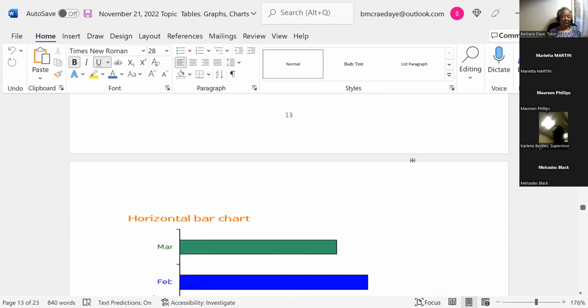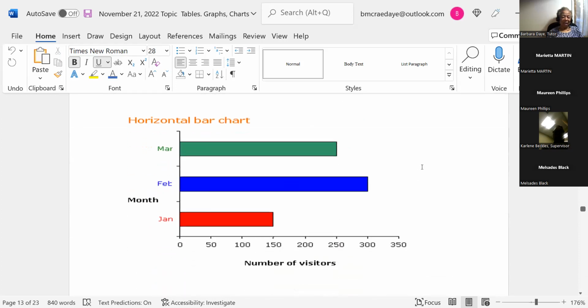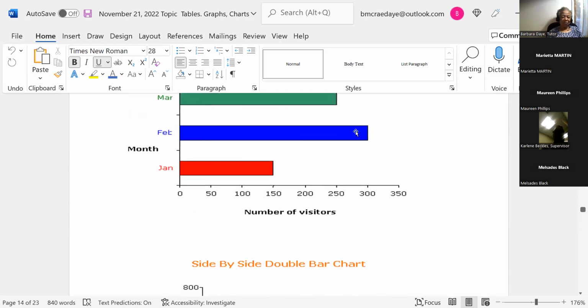Okay. Now, here's a horizontal. Same graph. You can still see February had the highest number of visitors. That's on the horizontal, and the month is on the vertical.